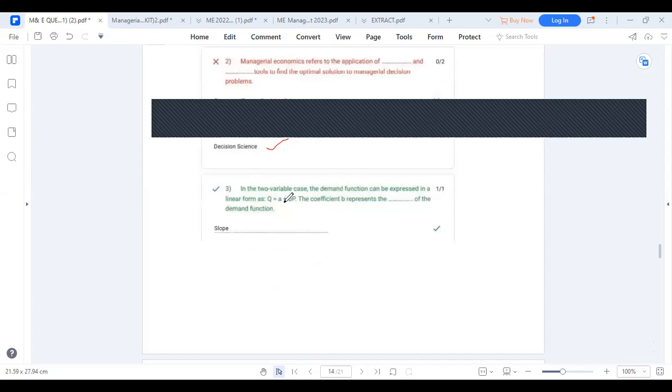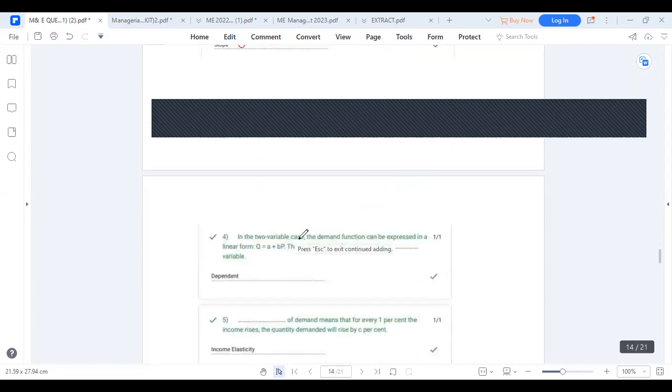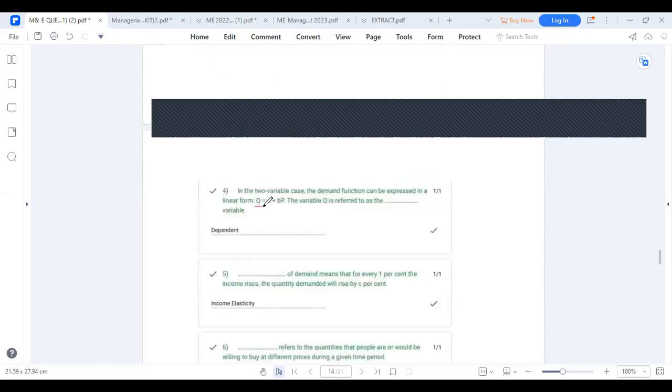Here, the B stands for the slope or the gradient. In this function here, the Q stands for the dependent variable and the P stands for the independent variable. So Q depends on P. So this is the dependent variable. It is a result. You need to expect in this paper tomorrow to interpret the regression output.